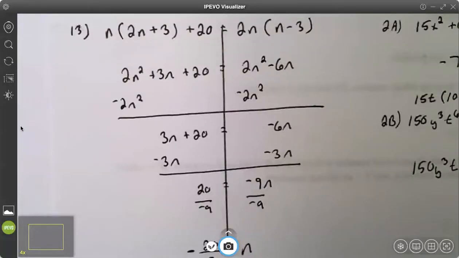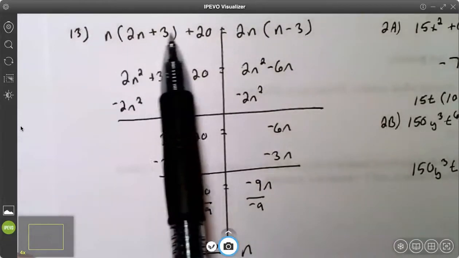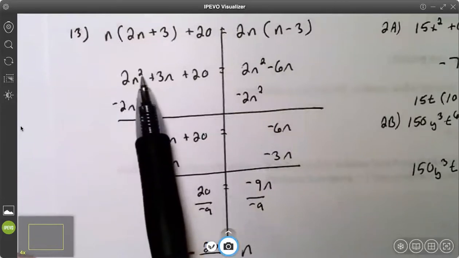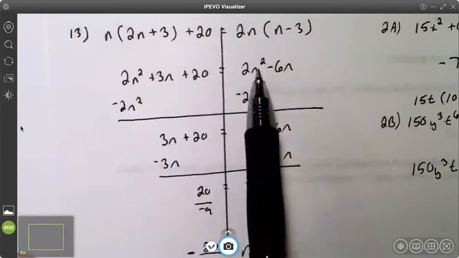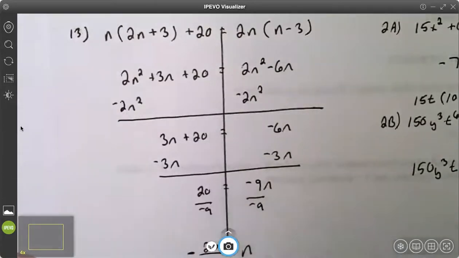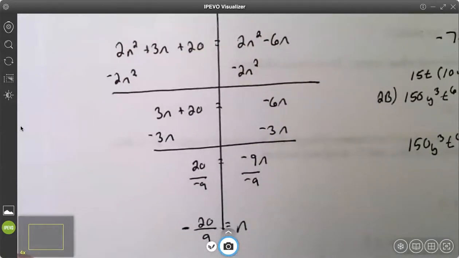I just want to really briefly show you a couple things that we could do. You could have an equation where you end up with exponents of 2 on each side. When I subtract 2n squared from both sides, it disappears, and I end up with a regular equation. So we can have exponents in equations.